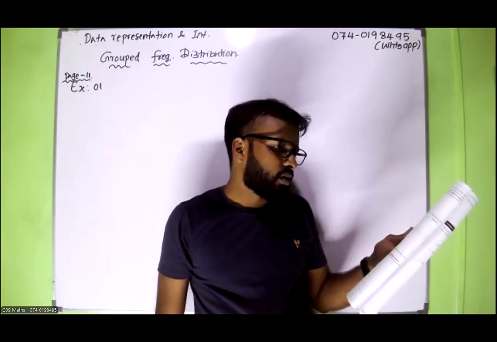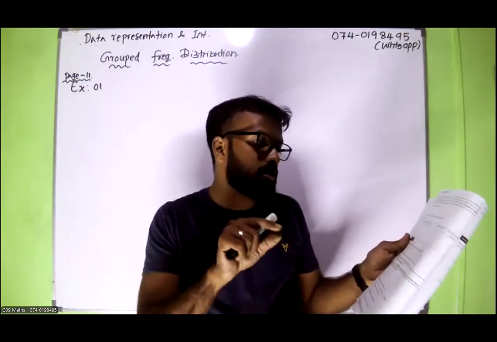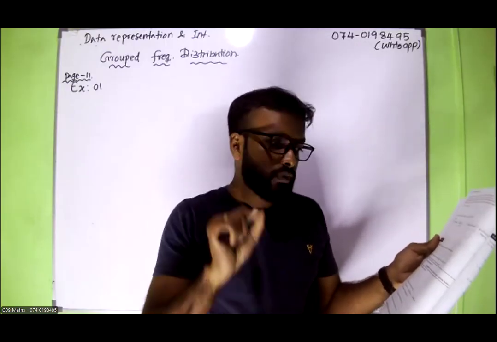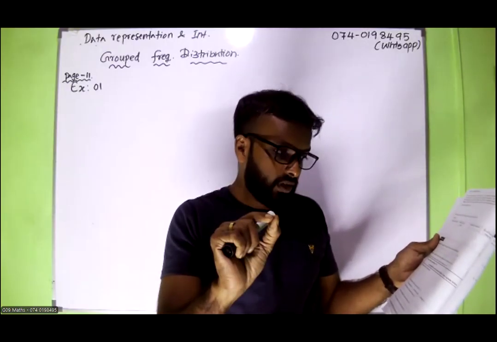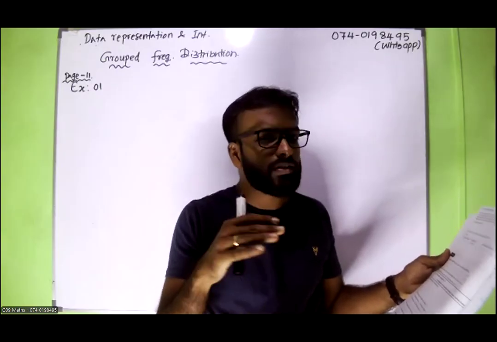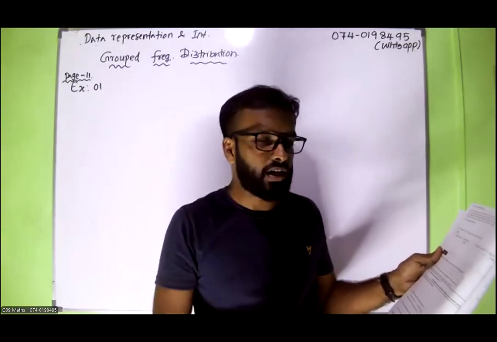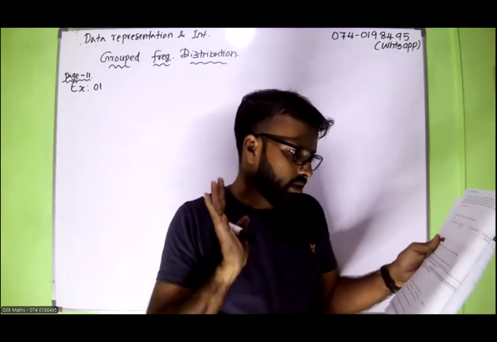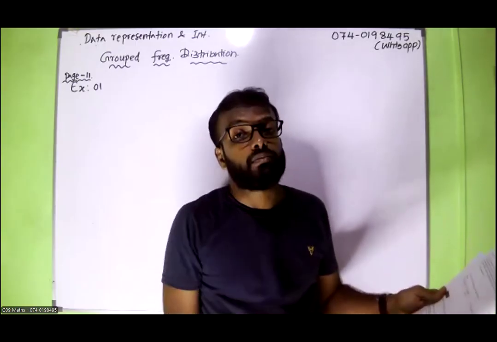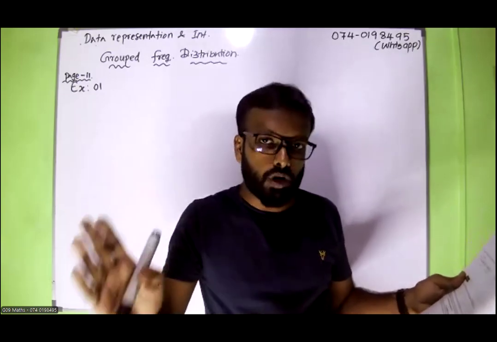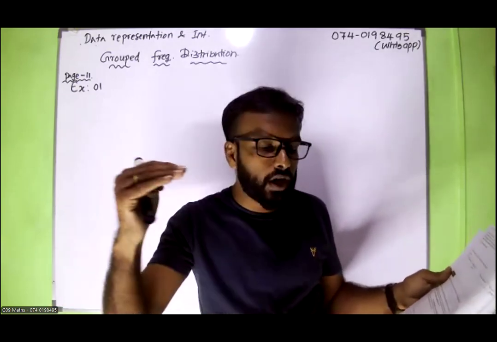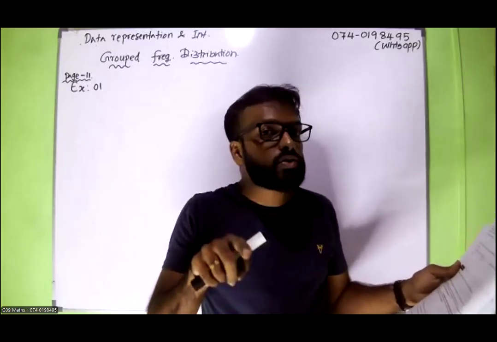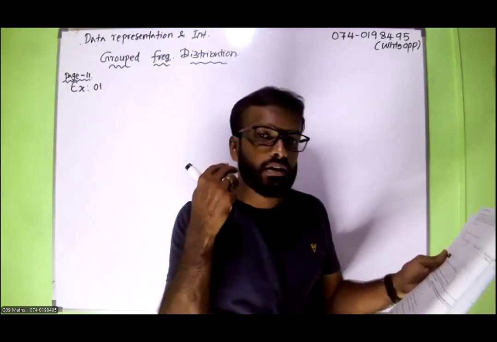The question they are asking is: construct a group frequency distribution with 4 class intervals of size 3. The number of class intervals has been given because this is the first example. So there should be 4 class intervals, and the class size or class width is 3.